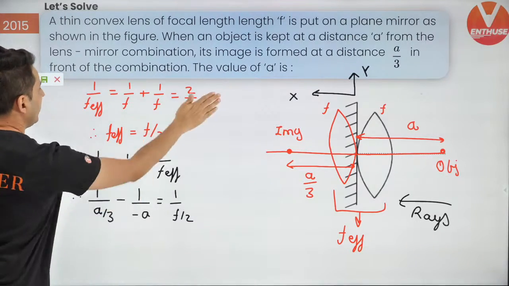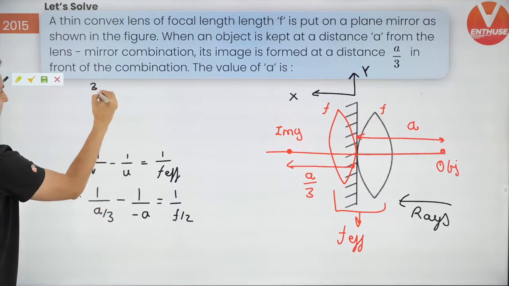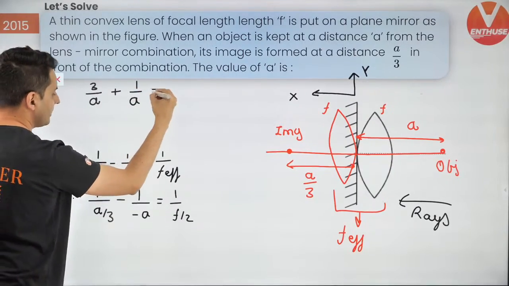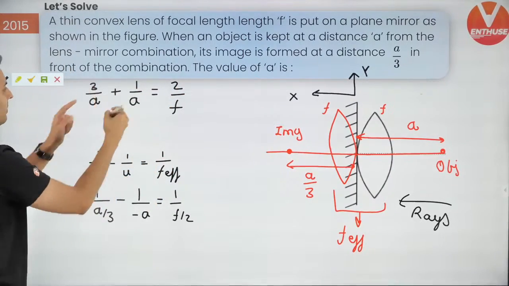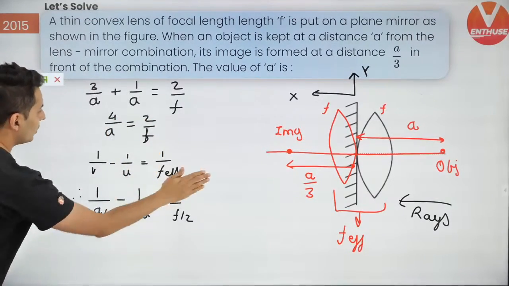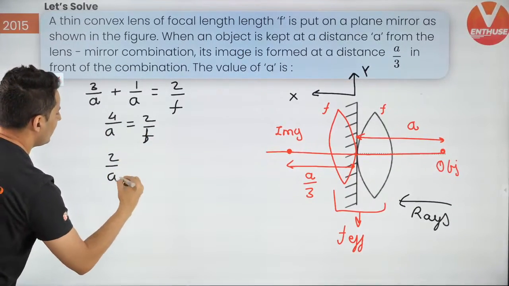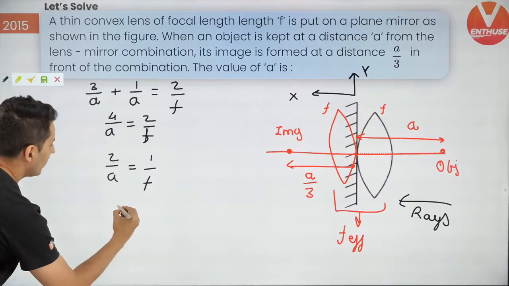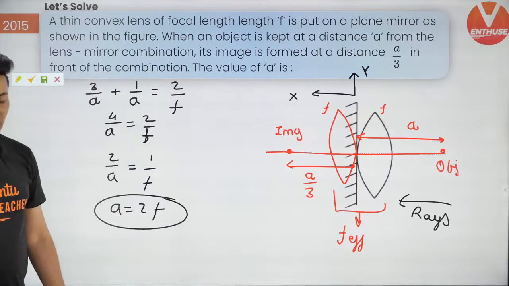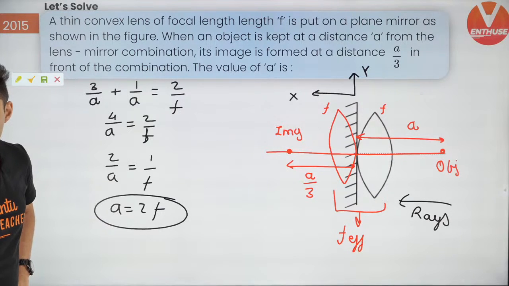Cool. So now let's solve this. This will become 3 divided by a. Minus minus will become plus. So 1 by a plus 3 by a is equal to 2 divided by f. 3 plus 1 is 4. So 4 divided by a is 2 by f. Okay, 2 gets cancelled. So 2 by a is equal to 1 by f. Therefore, a is equal to 2f. That is the final answer. I've got the answer: f is a by 2, or a is equal to 2f. That's it. I hope this is clear.